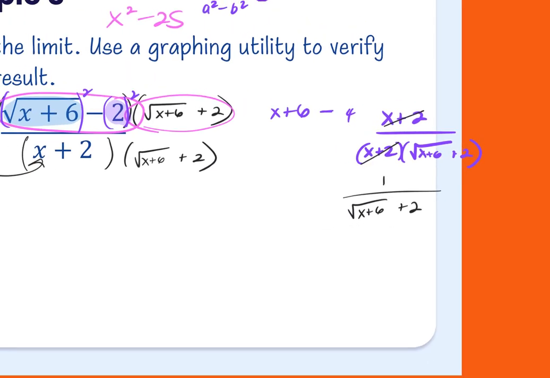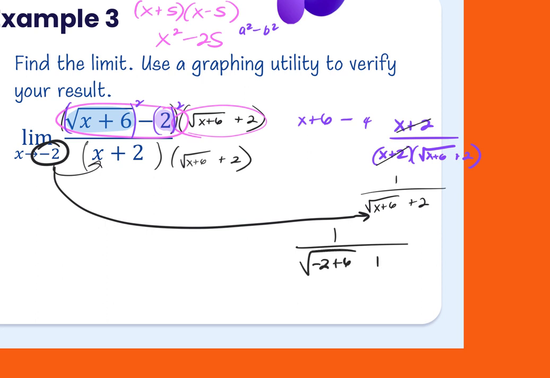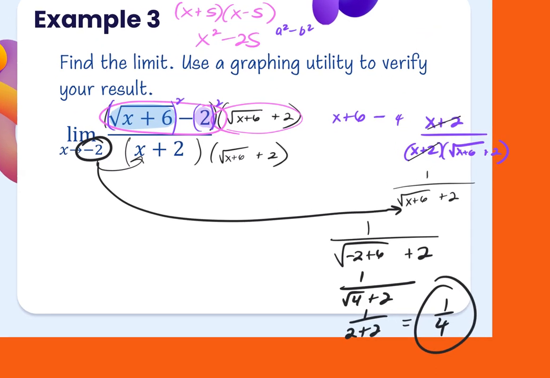And the x plus 2 was the problem when I plugged in negative 2. So I just got rid of it. And now I can plug negative 2 into my updated equation. 1 over the square root of negative 2 plus 6 plus 2, which becomes 1 over the square root of 4 plus 2, 1 over 2 plus 2, which is 1/4.